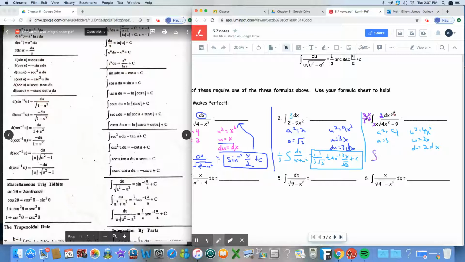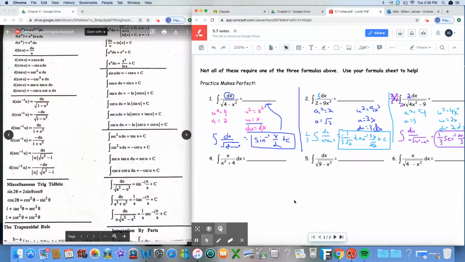So I have du over u square root of u squared minus a squared, which equals, now you just go 1 over a, what was a? 3, times the inverse secant of u over a, which is 2x over 3, plus c. And there is my answer. So here's an example where you had to use inverse sine, inverse tan, and inverse secant.